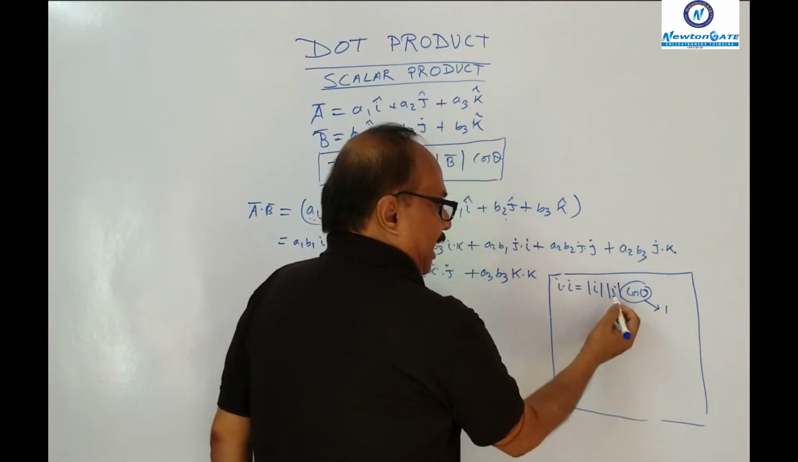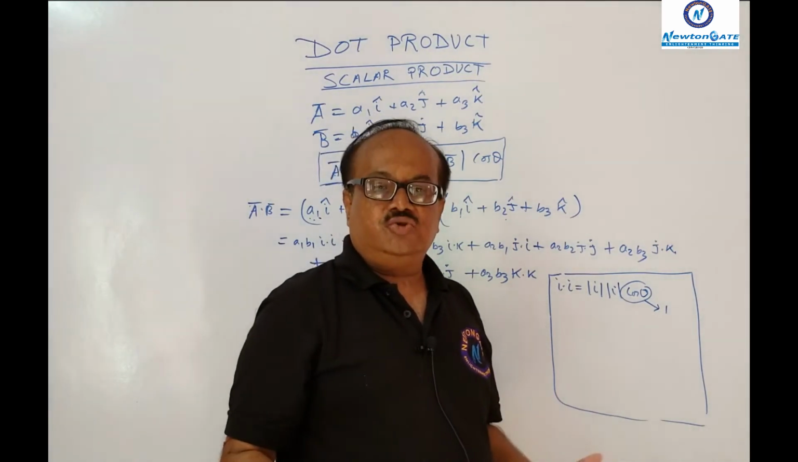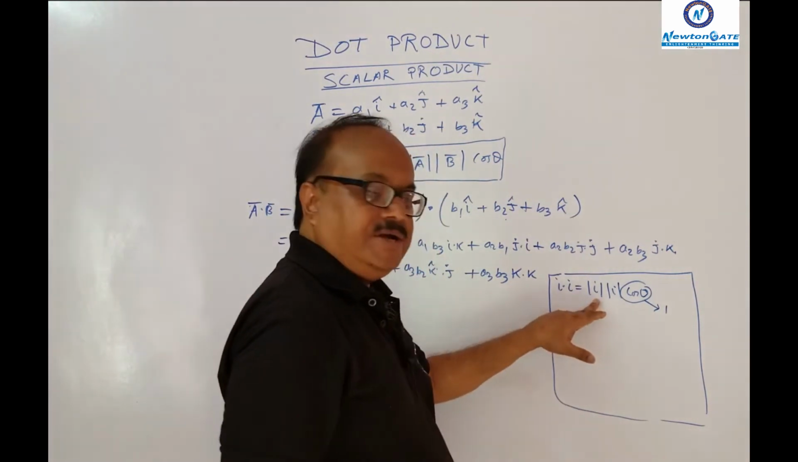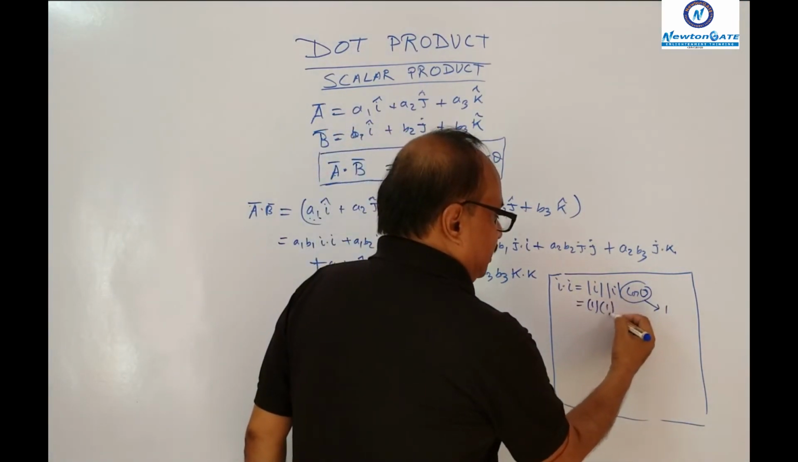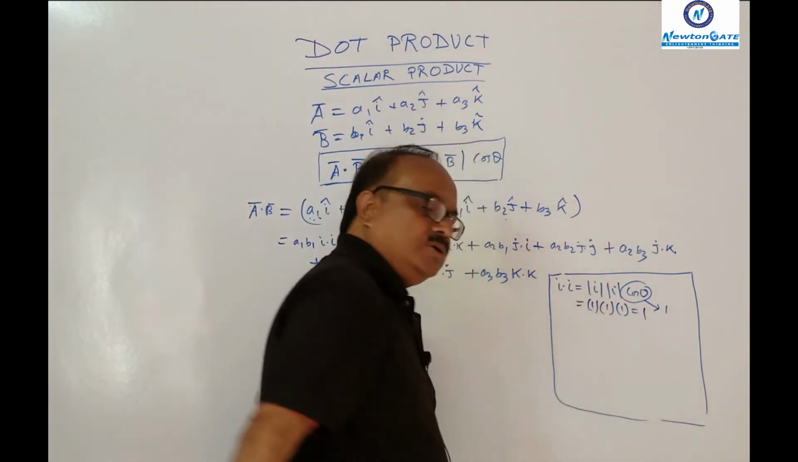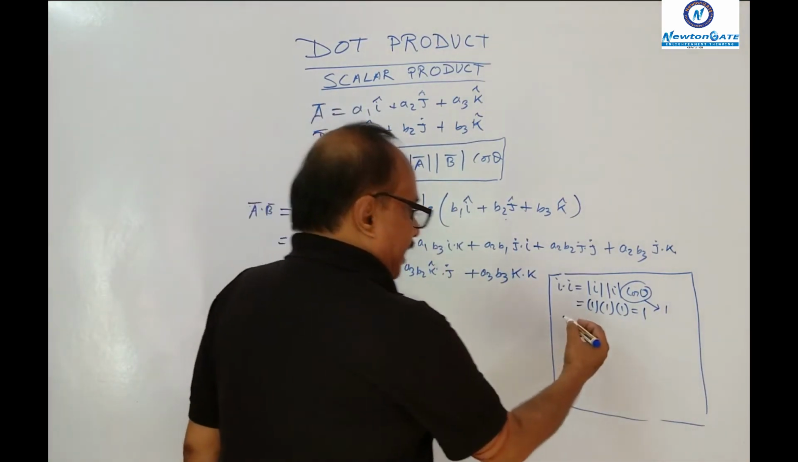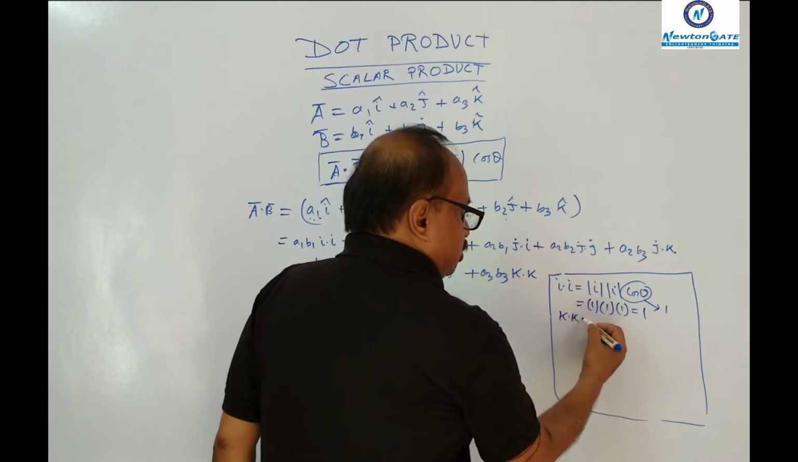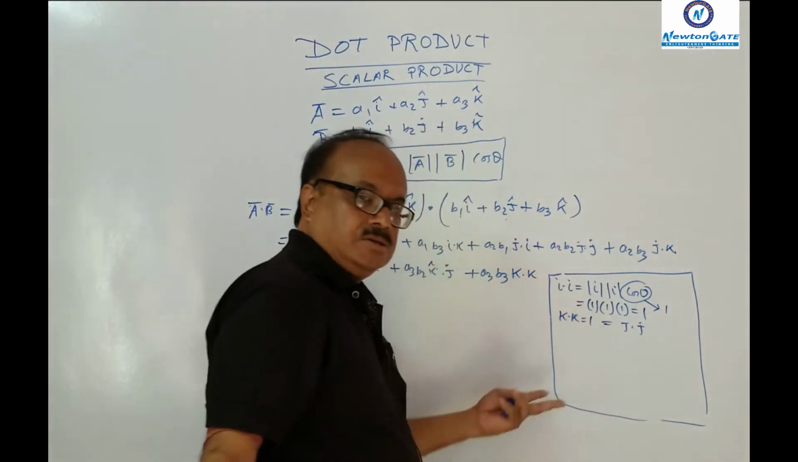And the magnitude of i, because i is a unit vector, what is a unit vector's magnitude? One. So that means it is 1 into 1 into 1, which all equals 1. I dot i equals 1. Similarly, k dot k will also be equal to 1. Similarly, j dot j also becomes 1.